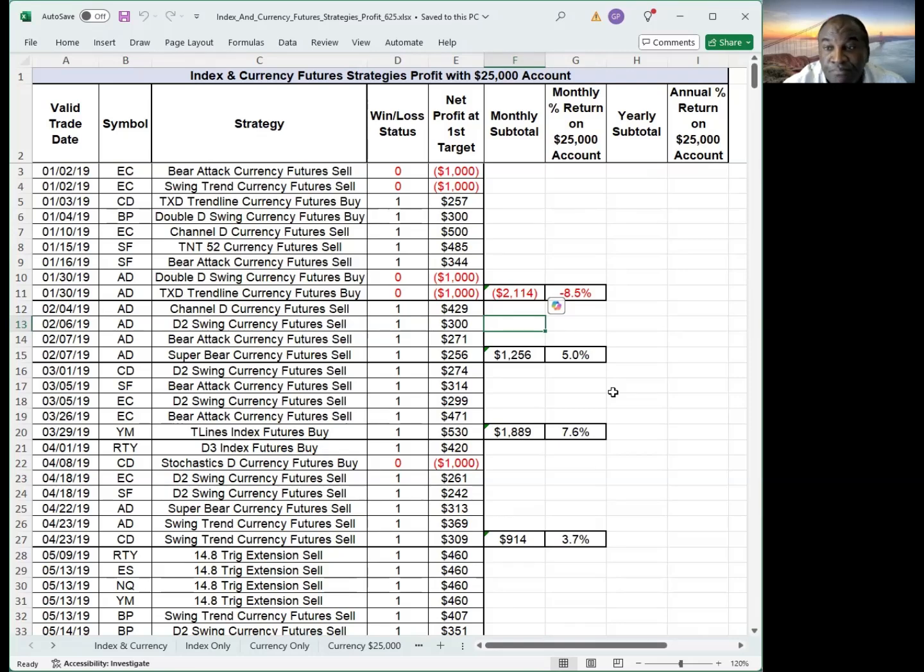It really is. So this first month sucked, but look at the next month. With just 4 trades, you made a bunch of your money back. This is just first target only. Remember that. This is worst case scenario. March, you're now positive.